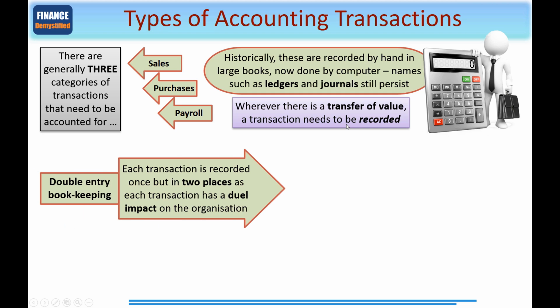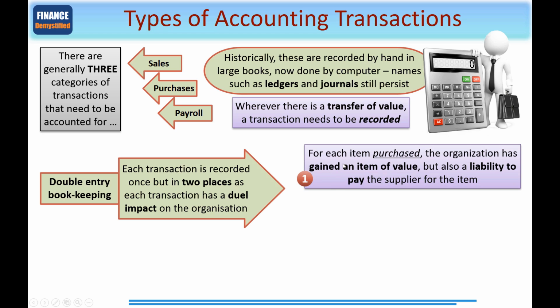Now, something called double entry bookkeeping has been around for quite a time now, and it has become pretty much the standard approach that is used. It's based on the fact that each transaction in a double entry bookkeeping system is recorded once only, however, it's done in two places because each transaction has a dual impact on the organisation. We'll see in a few simple examples in a moment.